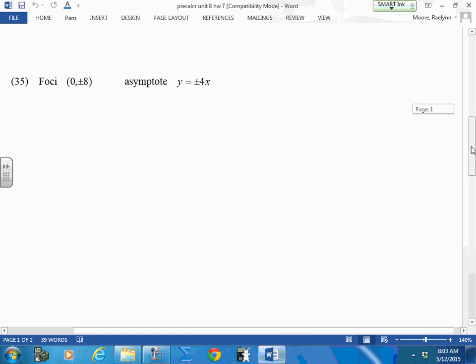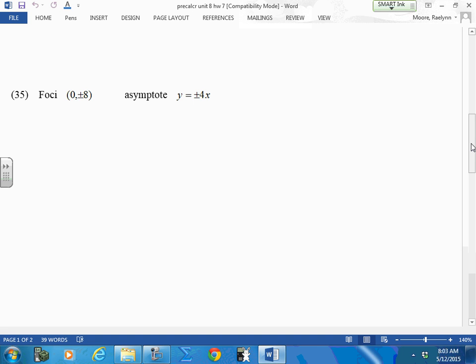Well, because it's a foci, it's not an A or a B. So let's do this one together. So it's 0, 8, and it's 0, negative 8. So the foci gives us the distance from the center to the foci, which is your C. What's the center?